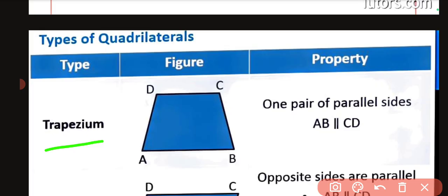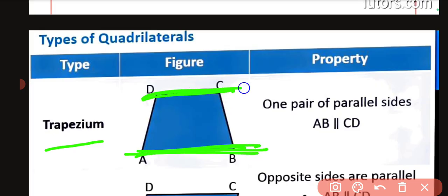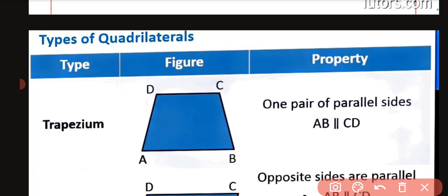So next is types of quadrilateral. First is trapezium. They have one pair of parallel sides. AB is parallel to CD. And some properties of trapezium are the same as a parallelogram. Sum of adjacent angles is 180 degrees.